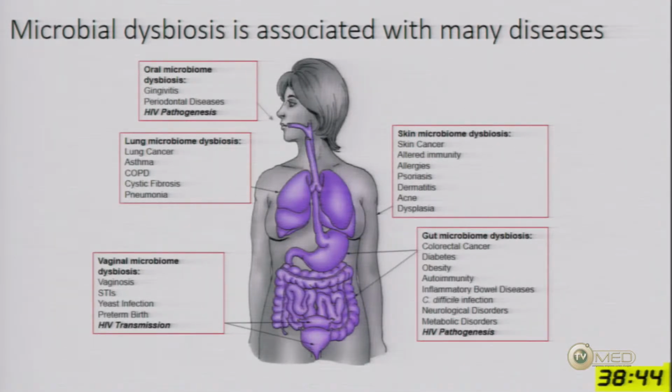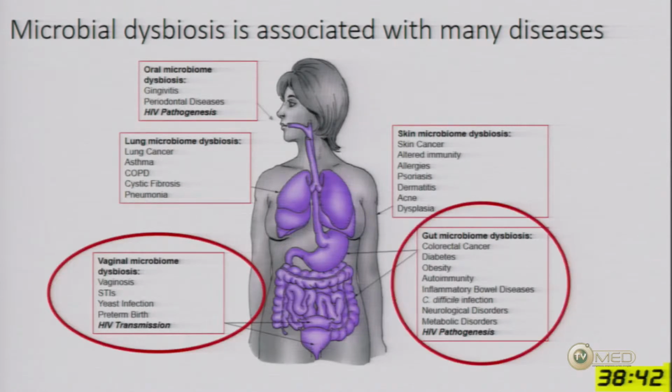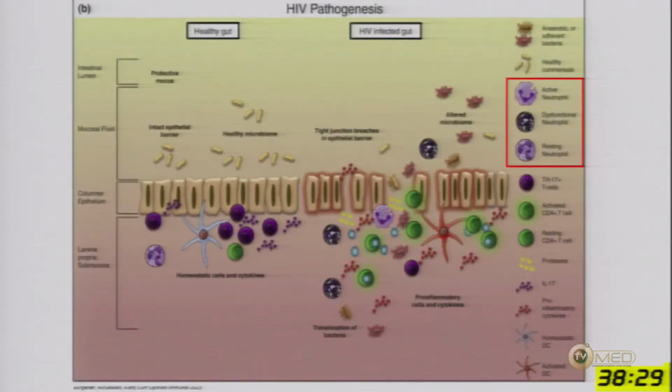In the context of HIV or Zika virus, the vaginal and gut microbiomes have become very important. We do a lot of work in my lab in the vaginal microbiome, and it's very important. I don't have time to talk about that today, but I'm going to focus on the gut microbiome dysbiosis today.